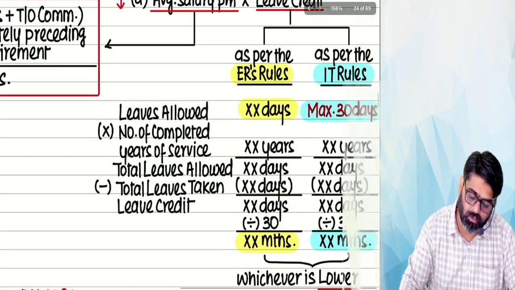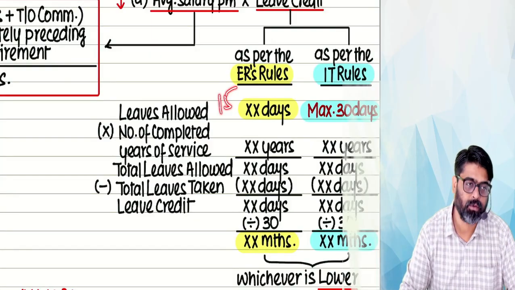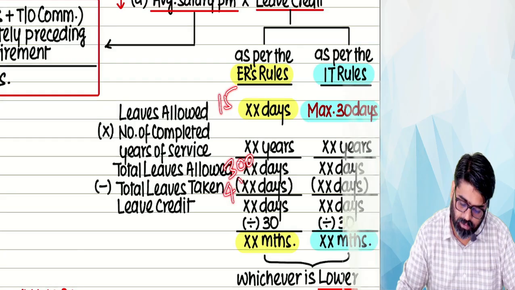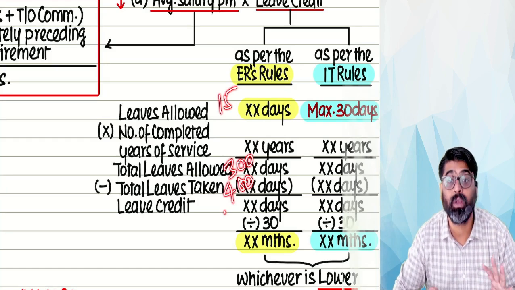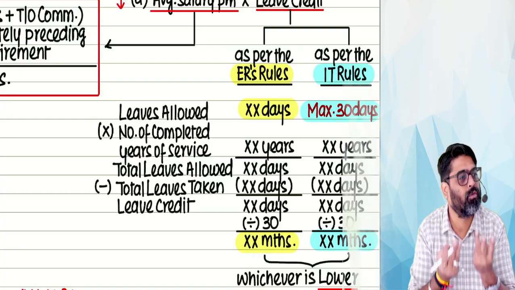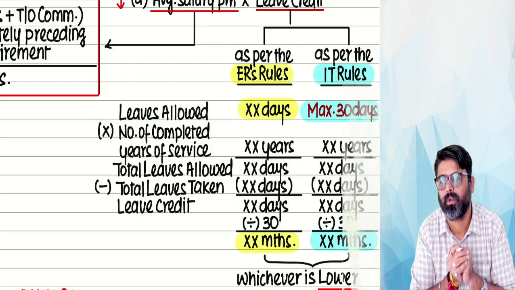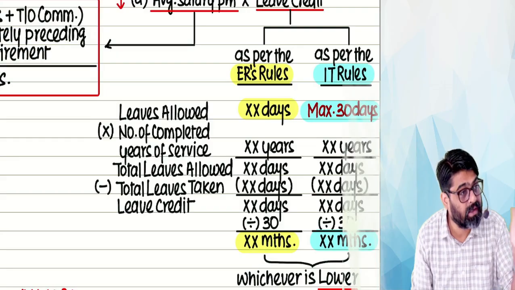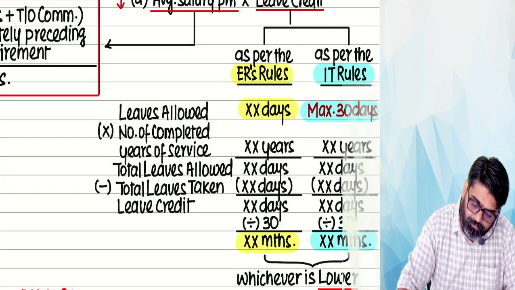But what if your employer was giving 15 days? So 15 into 20, it will be 300. 300 minus 480. Minus, meaning that there is no leave to your credit. So total leave allowed was only 300. In your service, you have taken 480. Yes or no? Meaning no leave credit. In this situation, your employer will not give you leave encashment at all. Understanding? So now pay attention. I'll tell you one example, okay?